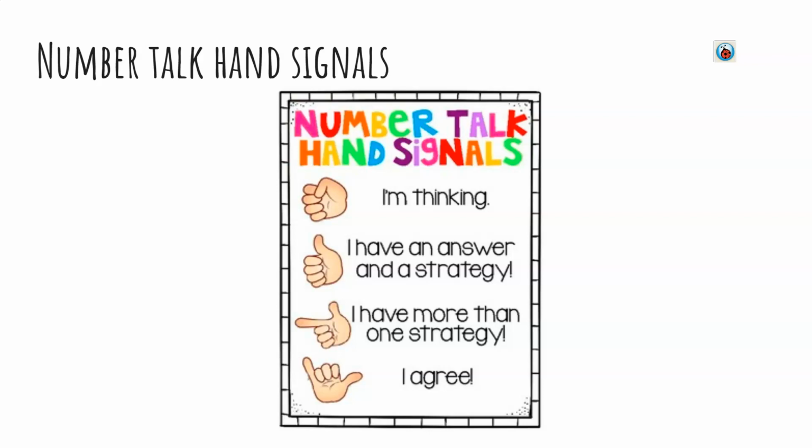Now, this one is where you can take your hand away from your chest. You're going to stick out your pinky and your thumb, and you're going to kind of twist your hand back and forth, kind of like a surfer dude might do. That is a symbol for I agree. So if your classmate is explaining an answer in a strategy and you figured it out the same way, you're going to do that symbol. You're going to shake your hand with your thumb and your pinky, and that's a really good signal for your teacher to know that you agree with something.